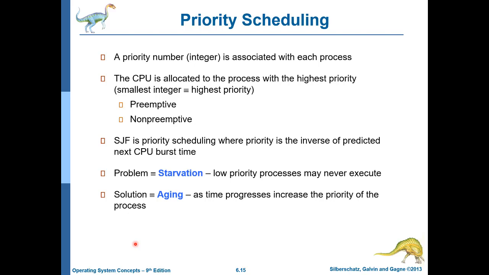For this algorithm we consider that if the integer is small, then it has high priority, and a bigger integer has lesser priority. So a priority of, for example, 1 is more important than a priority number of 2. Similarly, 1 is more important than a priority number of 10. So a lower number means higher priority, and we give the CPU to the process which has the highest priority. If our priority numbers start from 1, then 1 is the highest priority.